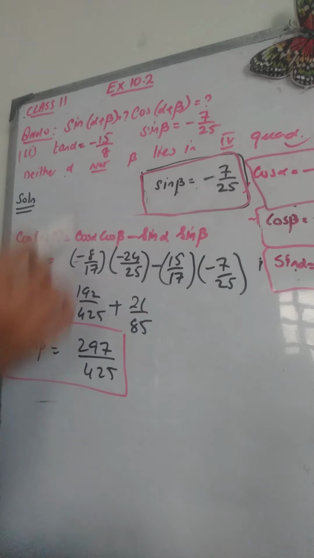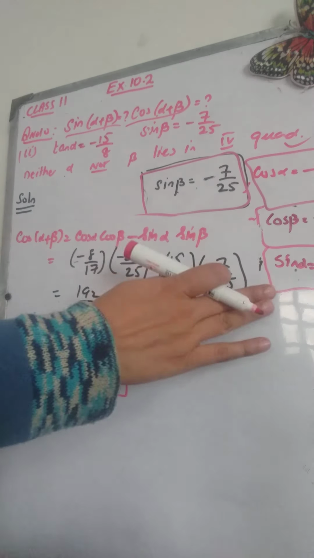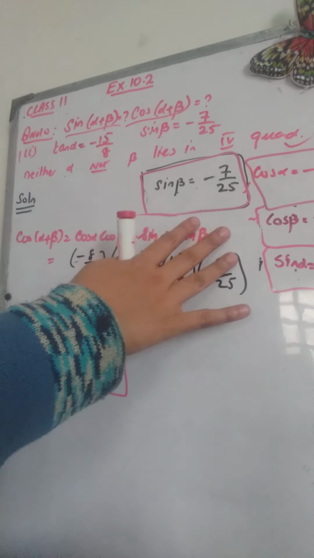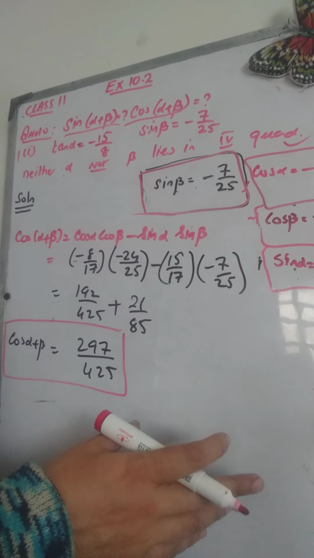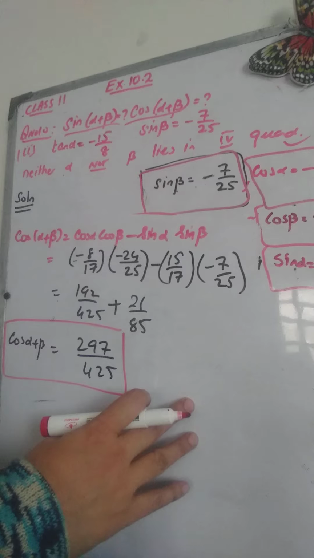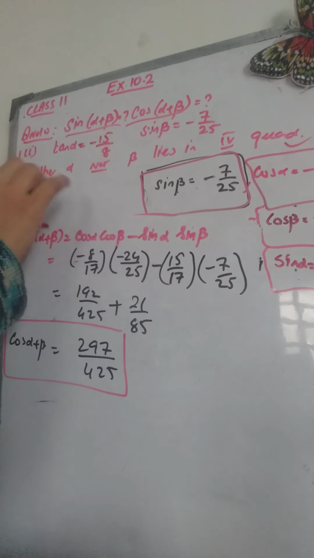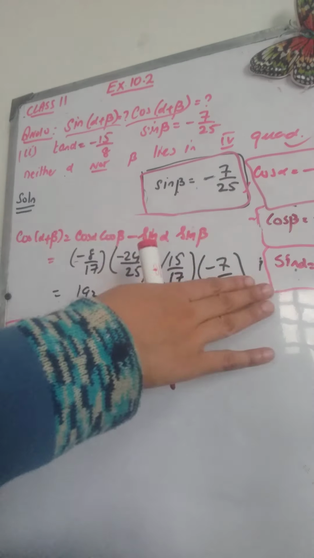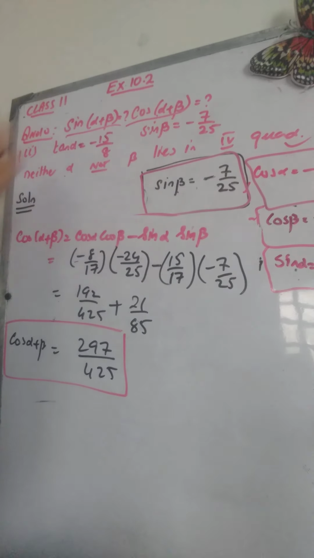We wanted cos of alpha plus beta and sin alpha plus beta. For that we needed these four quantities. So first we found these four quantities and their signs. Be careful about their signs. Then after finding these four quantities, you just have to put their values into the identities that require them, and this completes the question.